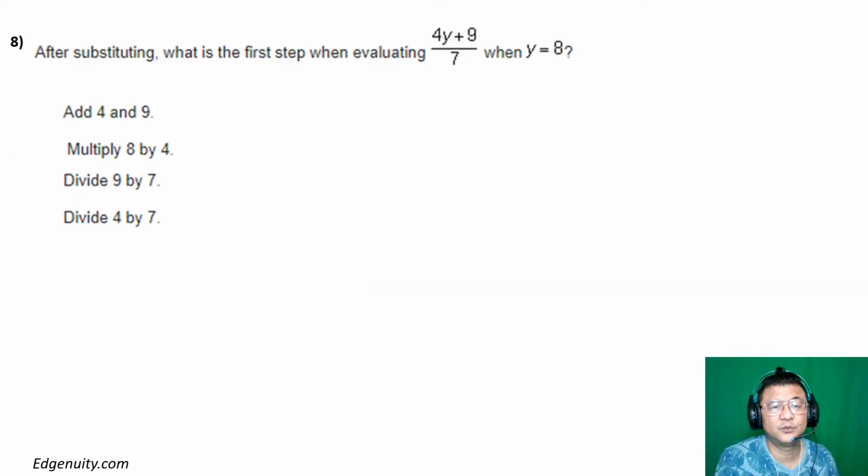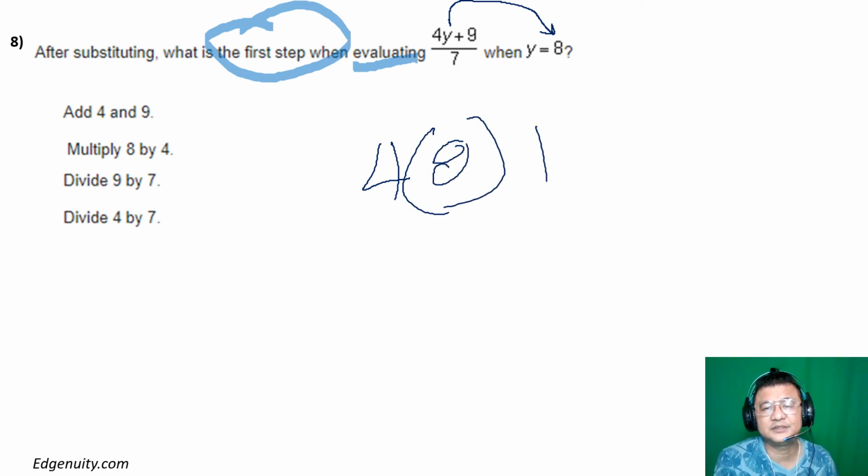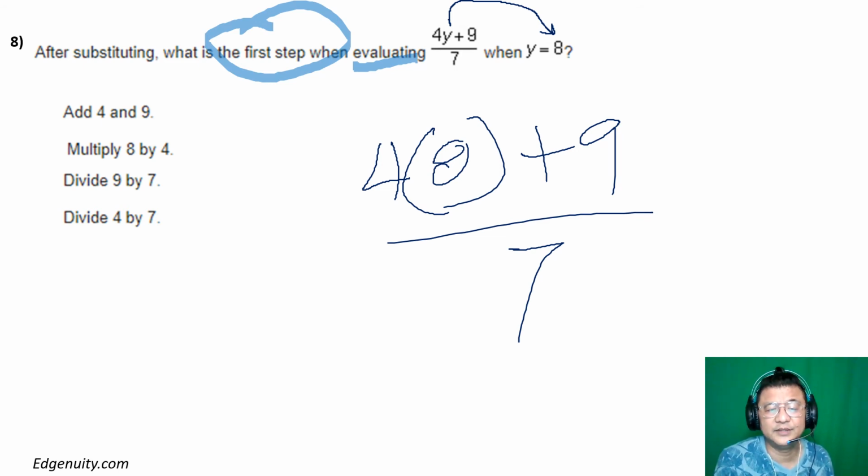After substituting, what is the first step? You only need the first step. When evaluating y is equal to 8, I will substitute the value of y, which is 8. So let's plug it in: 4 times 8 plus 9 over 7. It's asking you now, what will I do next? Will I divide, will I add, or will I multiply? PEMDAS, remember?